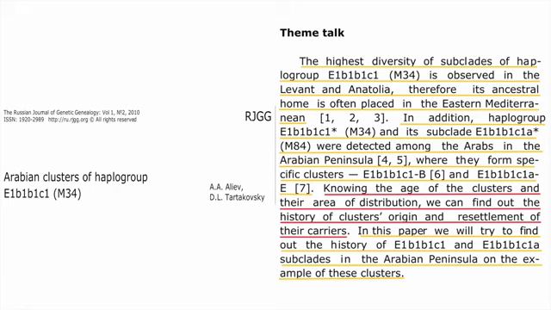In addition, haplogroup M34 and its subclade M84 were detected among the Arabs in the Arabian Peninsula, where they form specific clusters E1B1C1-B and E1B1C1A-E. Knowing the age of the clusters and their area of distribution, we can find the history of clusters' origin and resettlement of their carriers. In this paper, we will try to find out the history of E1B1C1 and E1B1C1A subclades in the Arabian Peninsula on the example of these clusters.